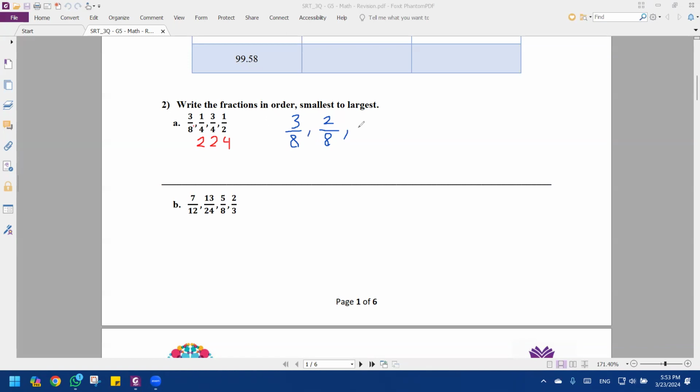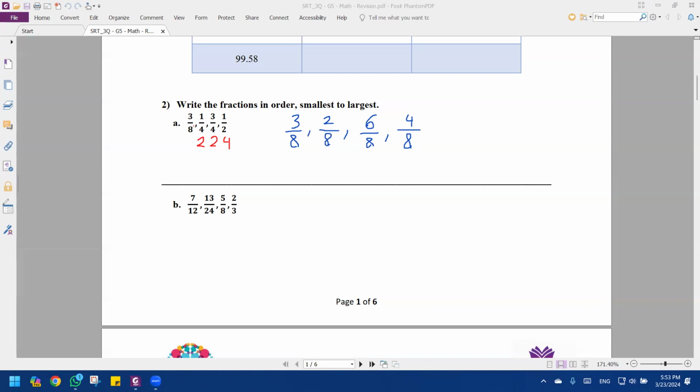Now 3 over 4, I times it by 2 will be 6 over 8. Last one, I times it by 4. 1 times 4 is 4. 2 times 4 is 8. Okay, now since all of them have the same denominator, I can compare them.